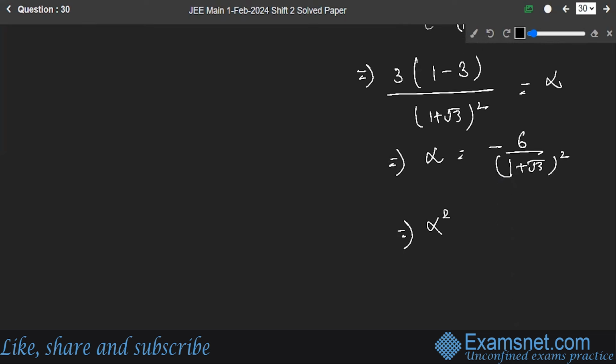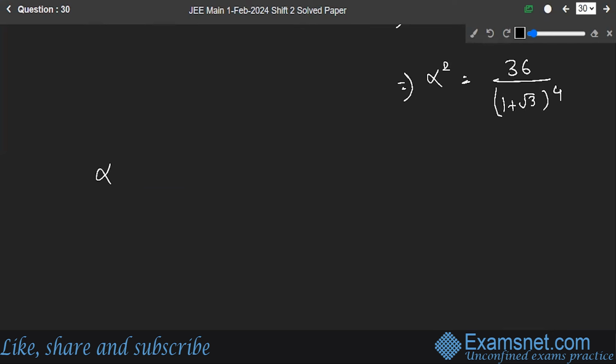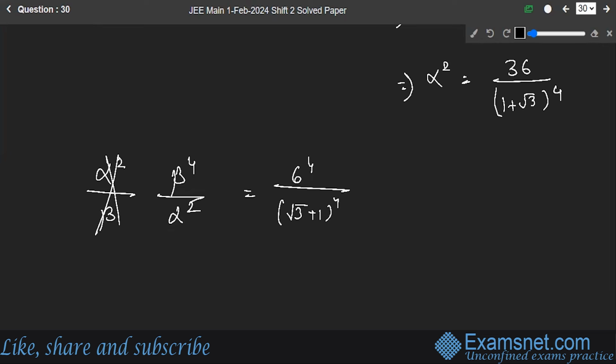What will be alpha square? This will be equal to 36 upon 1 plus root 3 power 4. And now what was your beta? Beta was this. Beta power 4 will be given by 6 power 4 upon root 3 plus 1 power 4. Dividing both of them, you had to find out beta power 4 upon alpha square. So beta power 4 was given by 6 power 4 upon root 3 plus 1 power 4 divided by 36 upon 1 plus root 3 power 4.